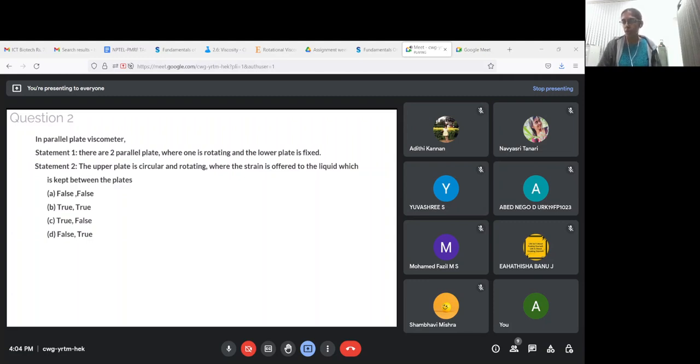Anybody has any clue what is a parallel plate viscometer? Am I going too fast? Do you guys want me to slow down or repeat the previous question? You can put it in the chat box if you don't want to unmute yourself. So what's a parallel plate viscometer here?